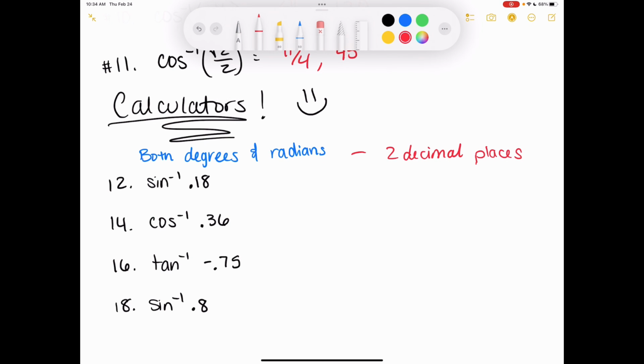10.37. Are you in degree mode? Yes. Okay, so everybody check your mode. Mine was in radian, so make sure you're in degree mode. You hit second and then whatever button you're dealing with. Okay, and you said that one is 10.37. Alright, so 10.37. Do not forget to put the degree symbol on it.